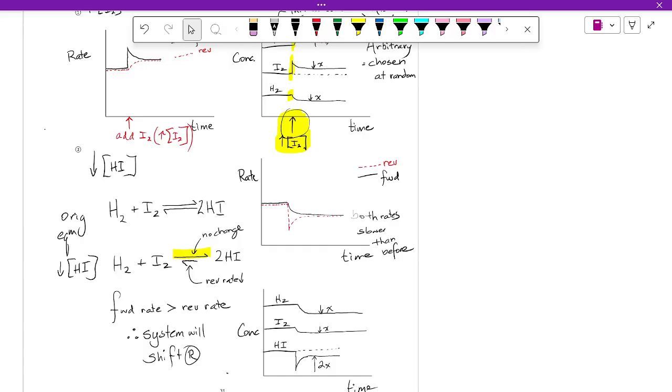Because the catalyst works for both, right? No, unless it's reversible. Related in both, right?